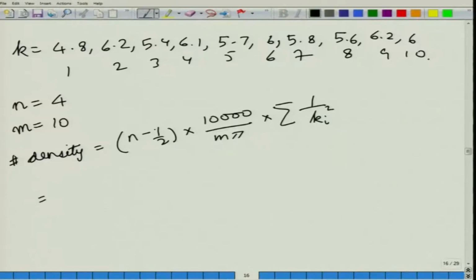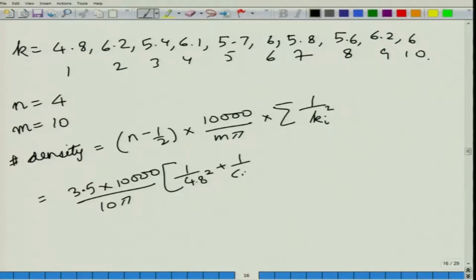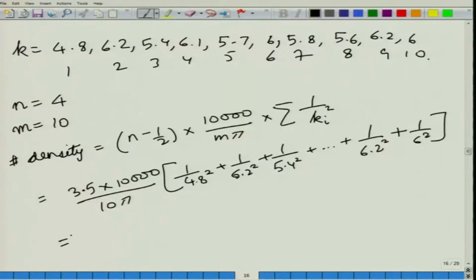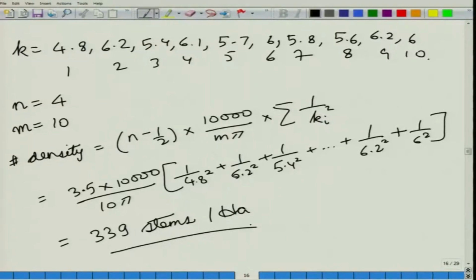So, this becomes 4 minus half is 3.5, 3.5 into 10,000 upon m is 10, so 10 pi into sum over 1 over ki square. That is 1 over 4.8 square plus 1 over 6.2 square plus 1 over 5.4 square and so on, till we reach the last value 1 over 6.1 square. When we do this calculation, we get a value of 339 stems per hectare. So, we can calculate the number density for the nearest two trees or for the nth nearest neighbors. Now let us look at another concept.